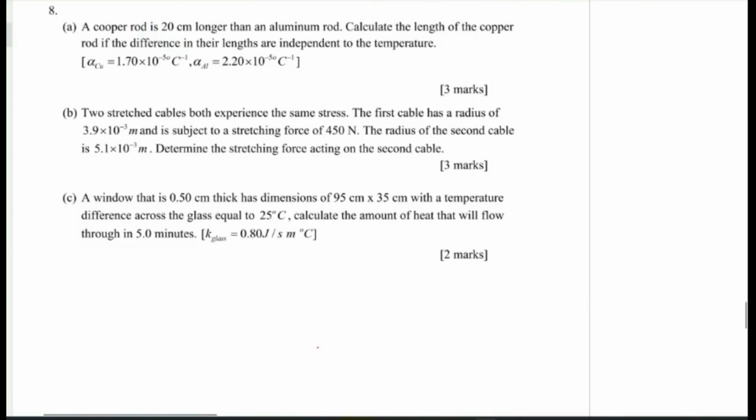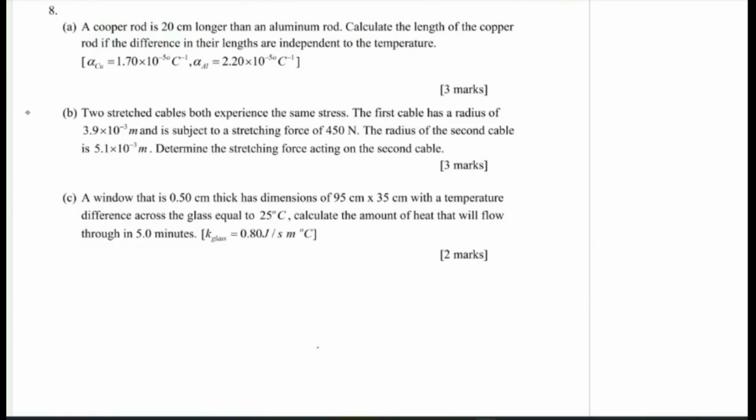Alright. So, question number 8. We have a copper rod. Ini pelajar saya ramai tak boleh buat lah soalan ni. Kenapa? Okay, kita tengok soalan dia. A copper rod is 20 cm longer than aluminium rod. So, given that, kita keluarkan maklumat dia lah.